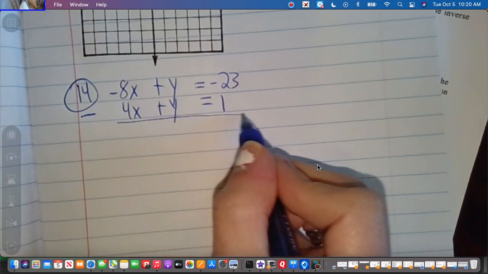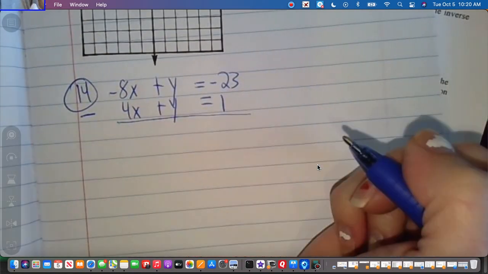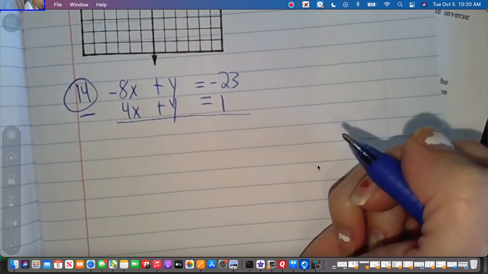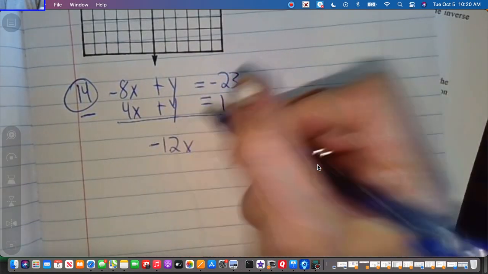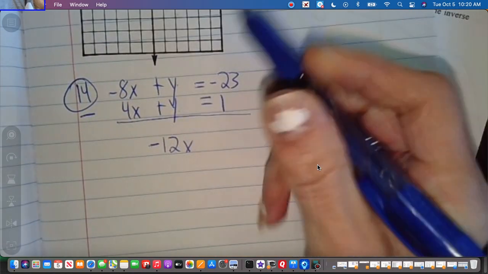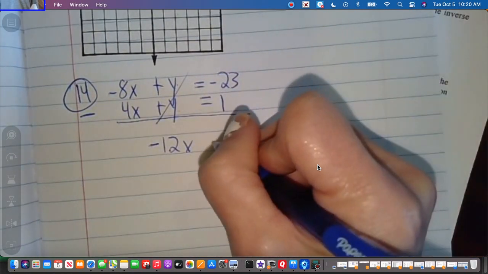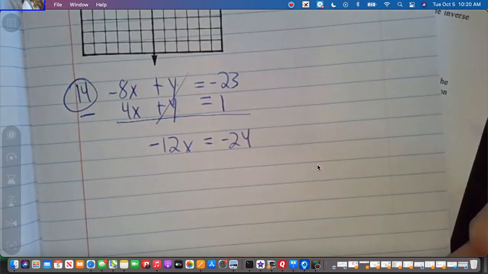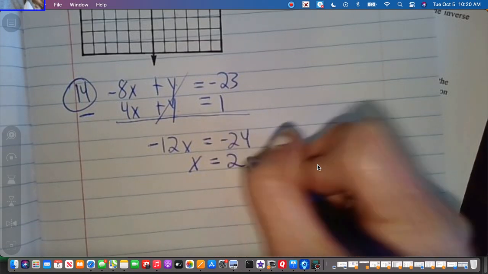What's negative 8x minus 4x? Negative 12. Negative 8 minus 4, did everybody get that? Negative 12x. And then my y's, if you had y minus y, goes away. And what's negative 23 minus 1? Negative 24. Then what are you going to do to solve? Divide by negative 12. X equals 2.